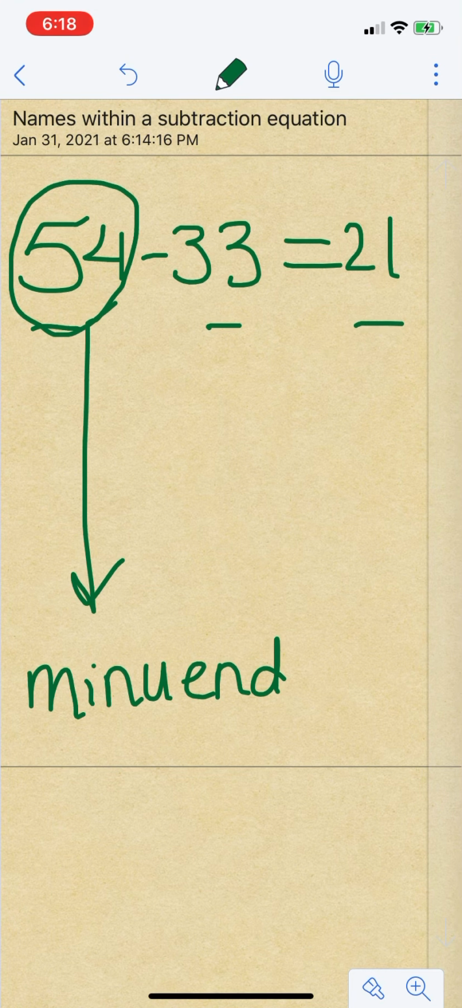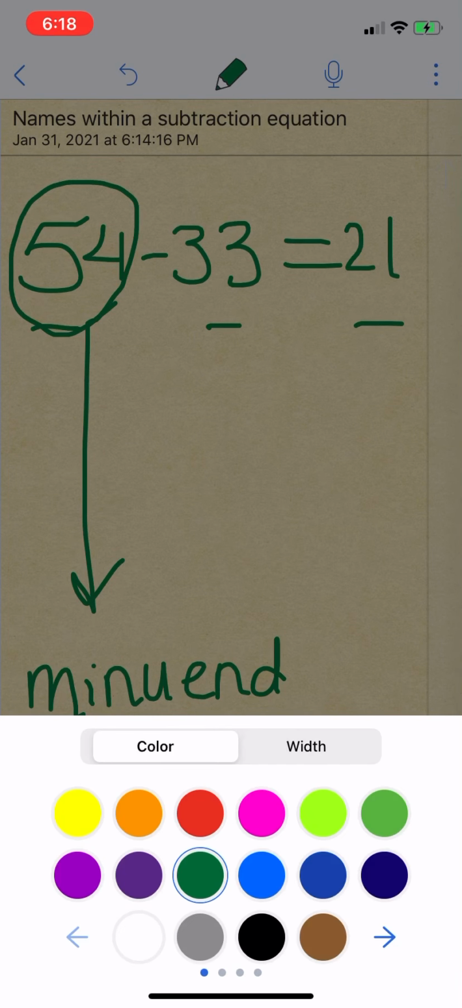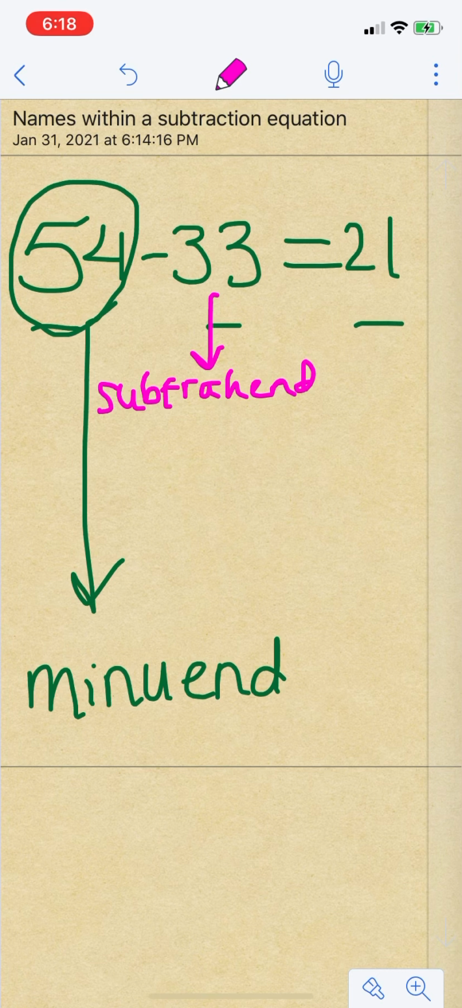So let's talk about the number we are subtracting. Here, it's 33. The 33 also has a special name. The 33 in this equation is the subtrahend. The subtrahend, or the number that we are subtracting, is the number that comes usually after the subtraction symbol.